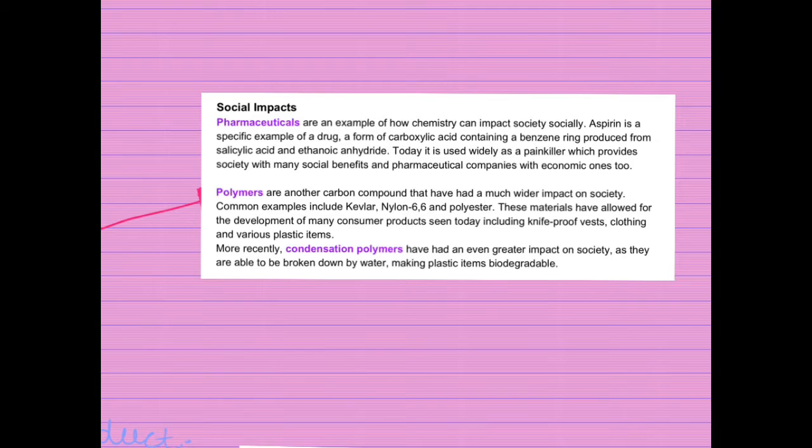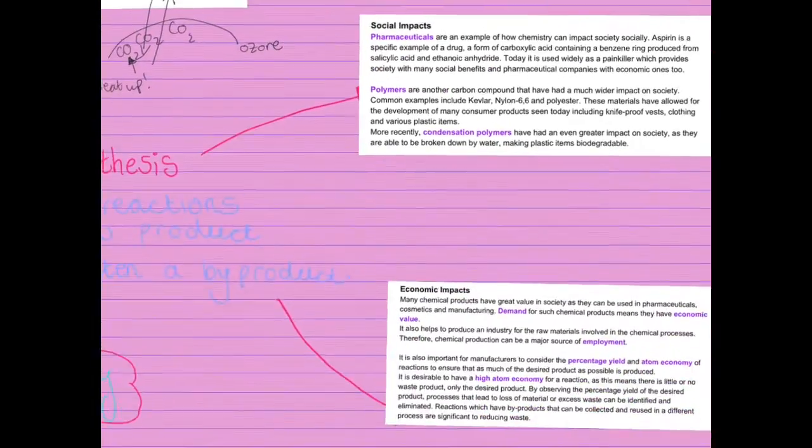Okay, polymers is another one, looking at how we've made nylon and polyester. Again, really good consumer products, knife-proof vests, clothing and various products. We're then looking at how we can break down these plastics by water, so looking at, again, our environmental impact.